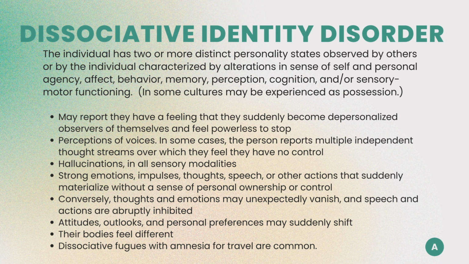The individual has two or more distinct personality states. Individuals may report a feeling that they suddenly become depersonalized observers of themselves and feel powerless to stop. They may have perceptions of voices. We're going to talk about that in a little while, on and off, about differentiating dissociative identity disorder from schizophrenia spectrum disorders. The perception of voices could be a child's voice. They might hear a child's voice talking to them, persecutory voices, or command hallucinations.